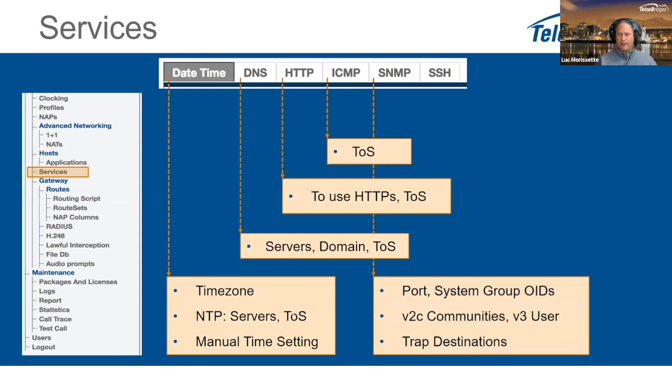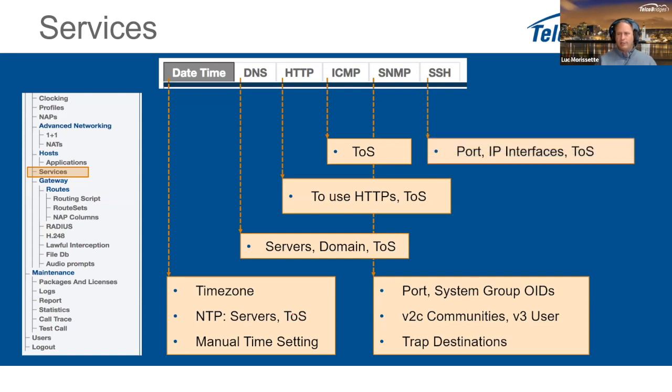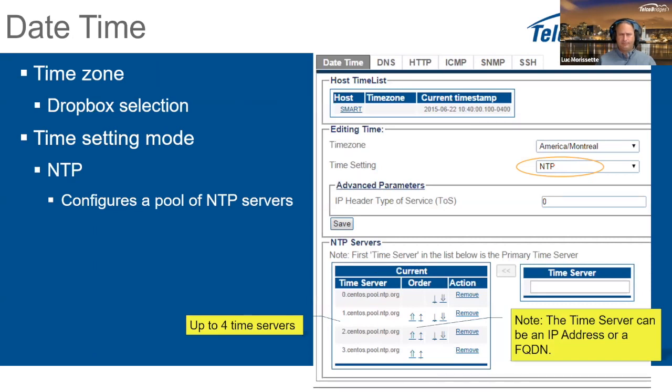SNMP, so we'll spend a bit of time on that to show how we configure SNMP and what is supported there. And SSH, well, you saw when we connect to the device, there's a default port for SSH. One of the ways to protect these ports a bit more is to change the default port, which is usually 22, and you can change that and limit the IP interfaces that can connect to the system. So let's show this.